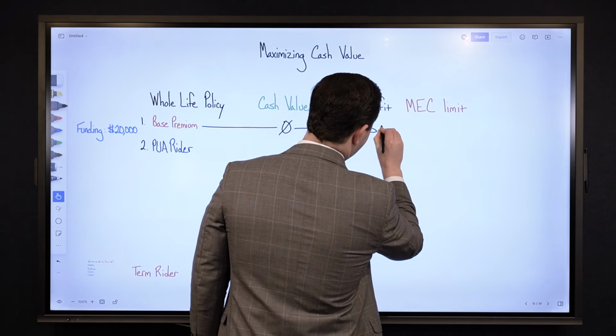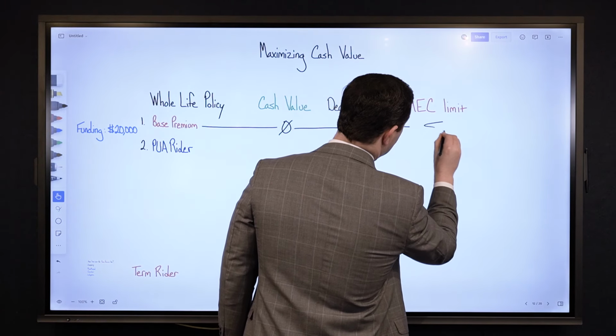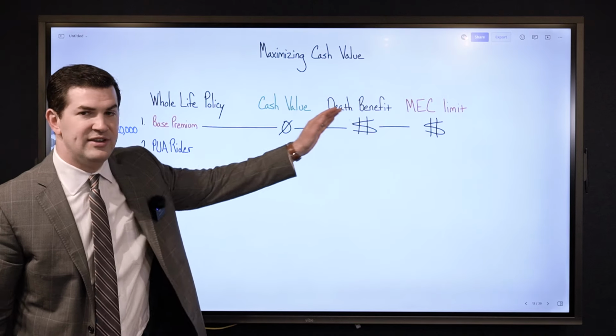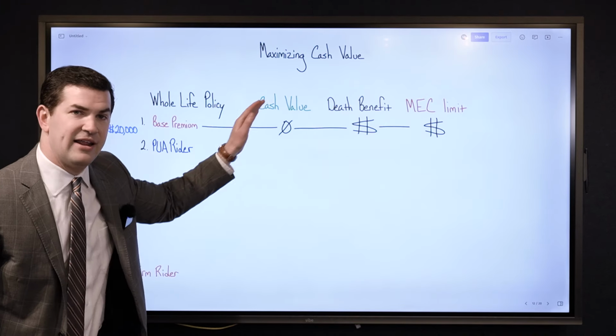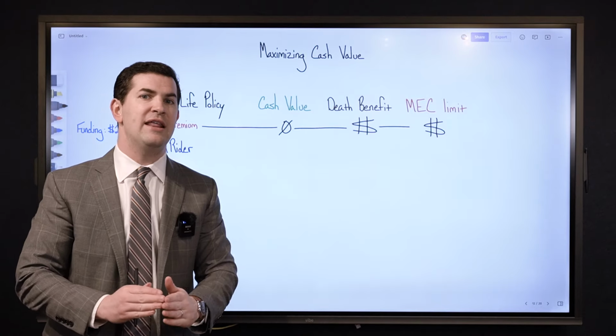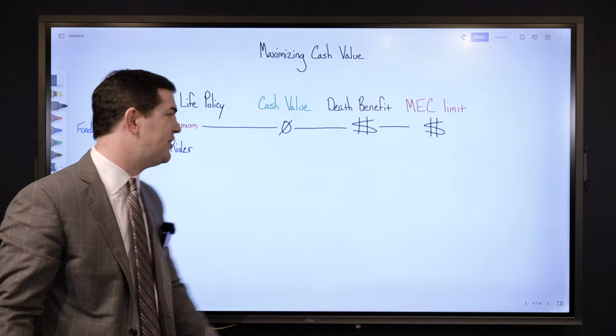Now, the death benefit has a direct relationship to your MEC limit. We'll go through a specific example of this in a moment. The main takeaway here is premium dollars prioritize death benefit first and cash value second, especially when we look at the early years and the guaranteed values on an illustration.